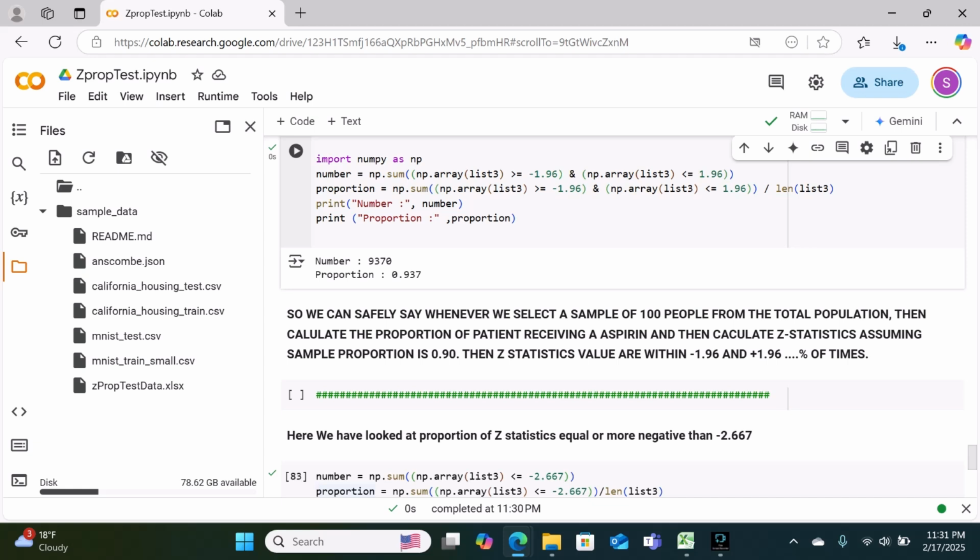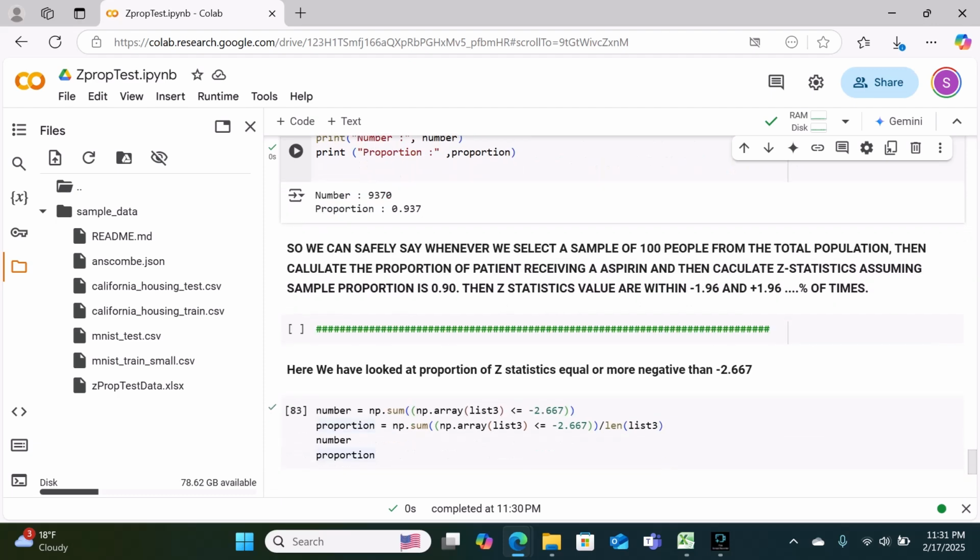whenever we select a sample of 100 people from the total population, then calculate the proportion of patients receiving aspirin, and then calculate the G statistic assuming the population proportion is 0.90, then the G statistic values are within minus 1.96 and plus 1.96, 93.7% of the time.